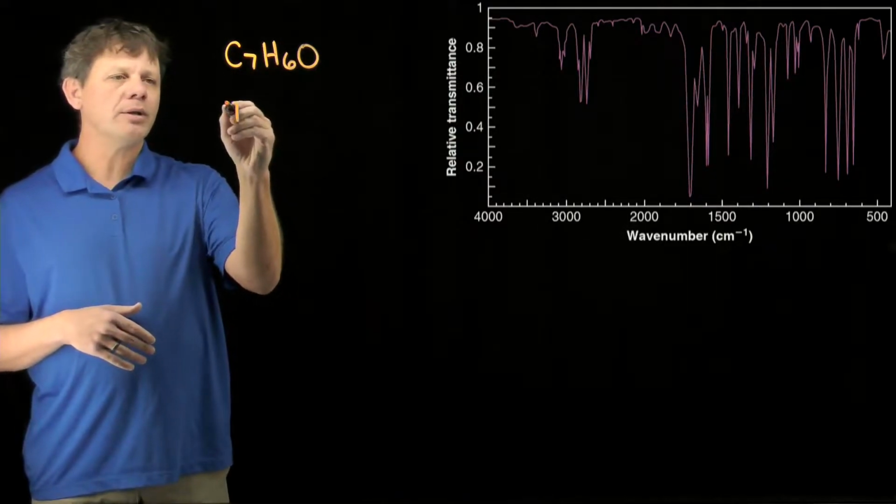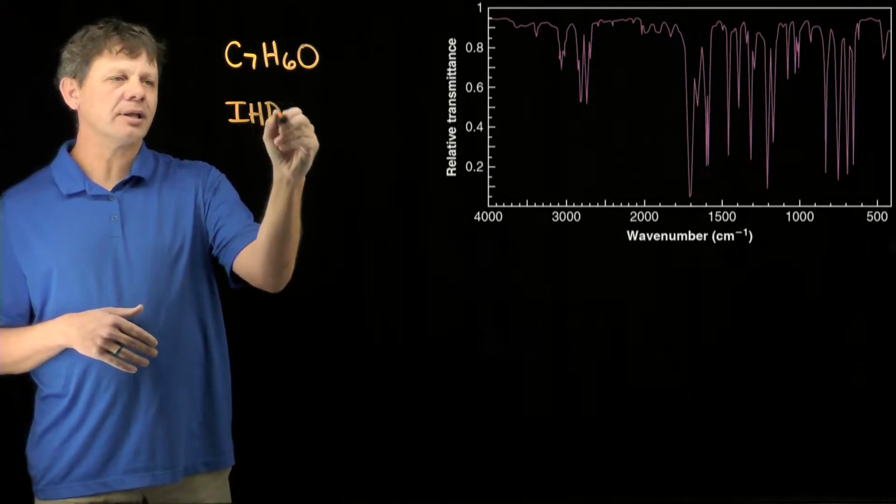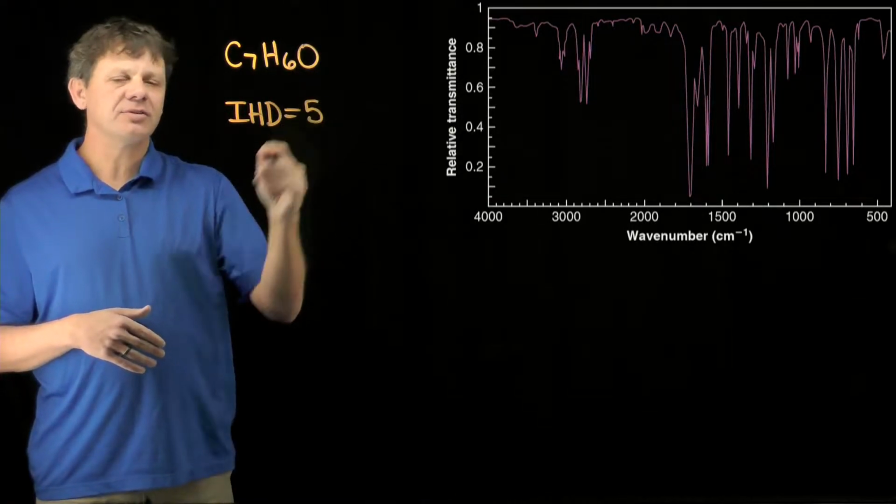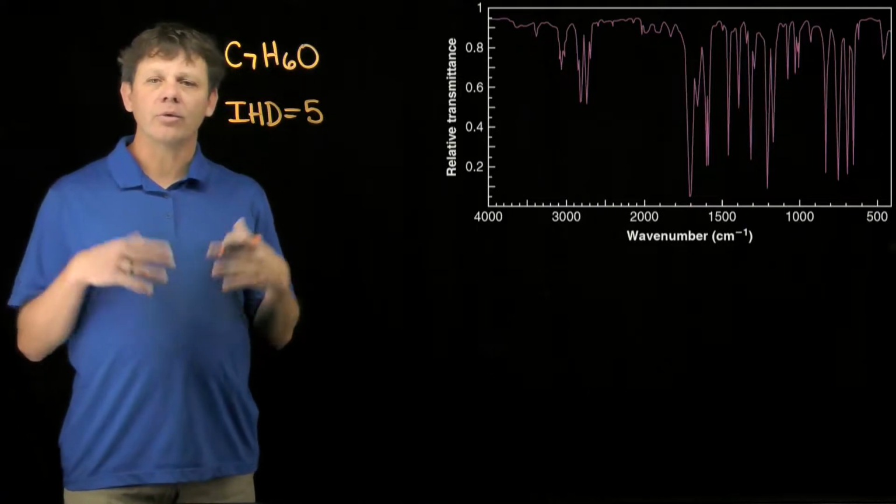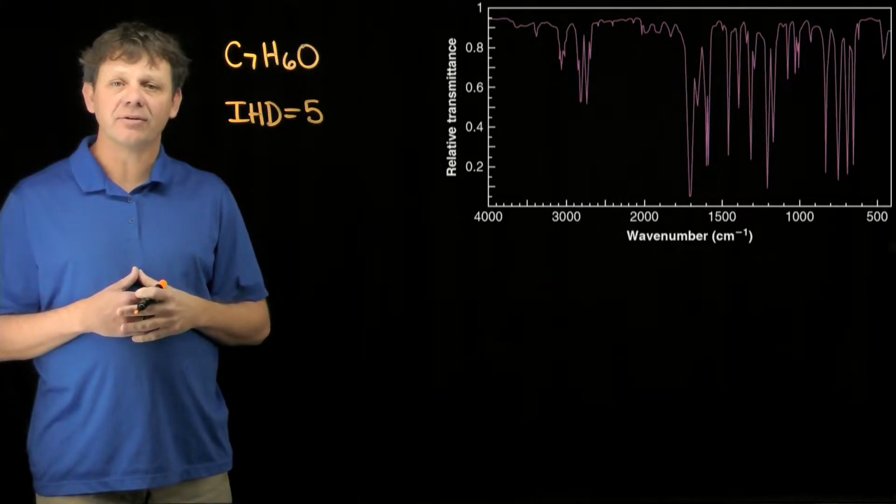And if we do that, what we notice for this one, we won't go through the calculation, but that index of hydrogen deficiency will be 5. So there are 5 degrees of unsaturation here.